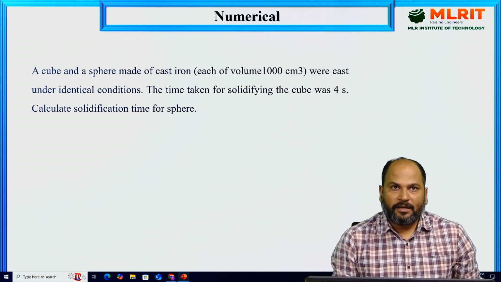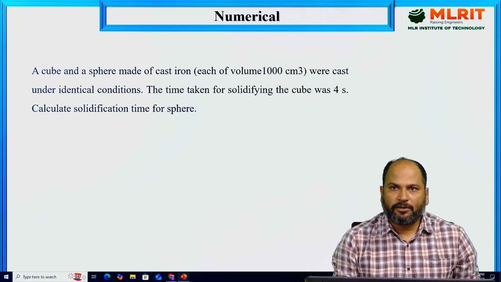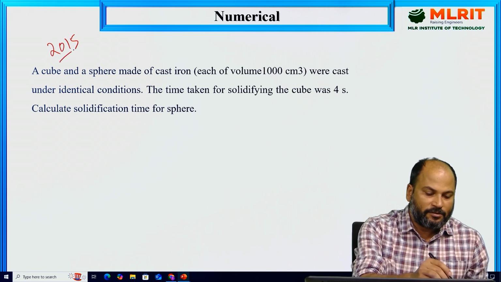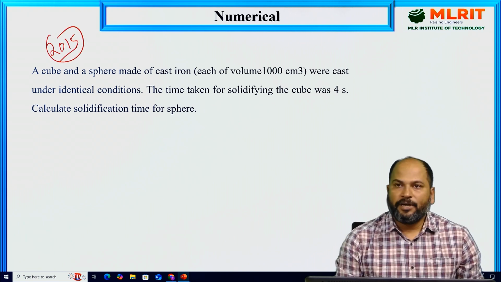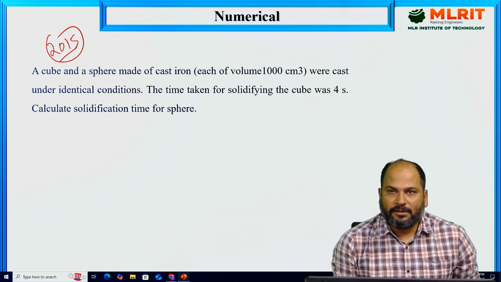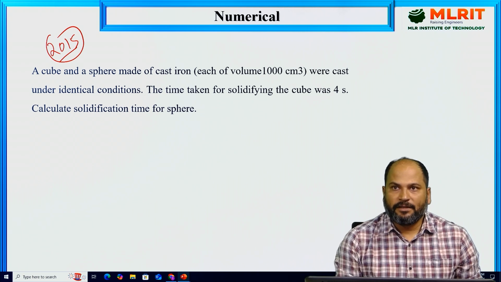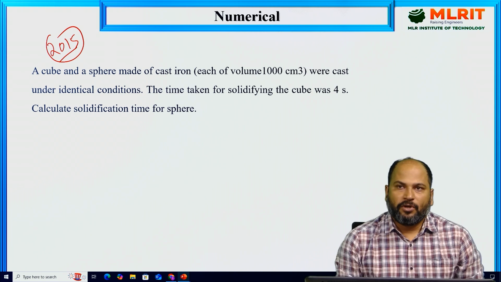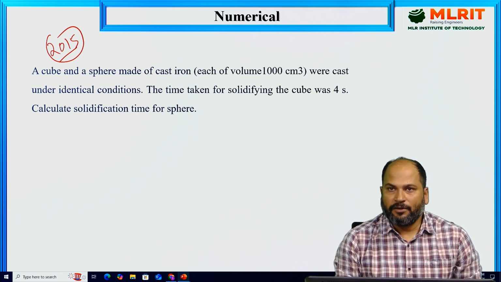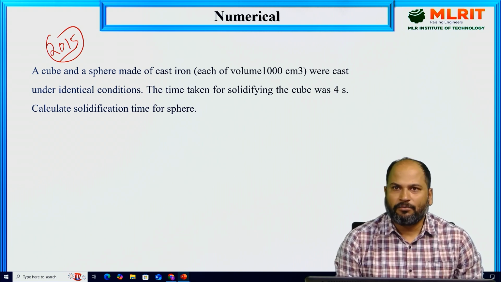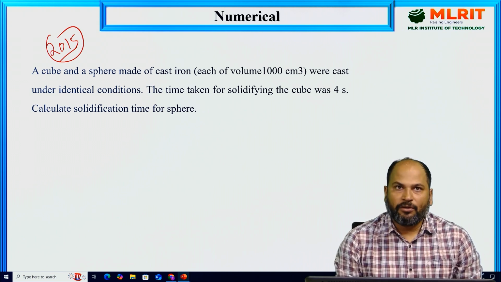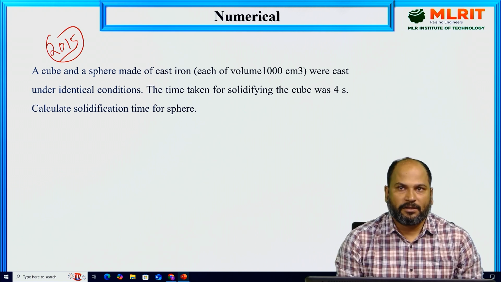The first numerical that I have taken is also a GATE question. I think it was in 2015, I'm not sure, but it was in the 2015 GATE exam. This is based on solidification time. Solidification time means, when you pour molten metal in a casting, how much time it will take to solidify. Based on that, we have solved a lot of numericals. Today we have taken one more, and we'll see how to solve it and also the concept behind it.